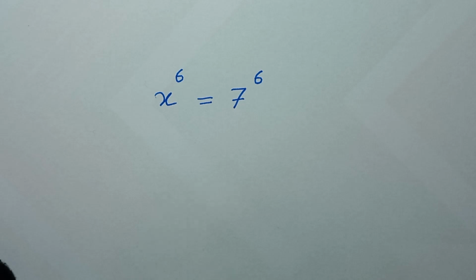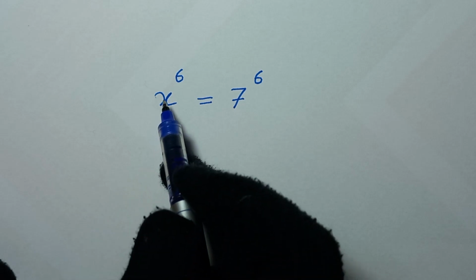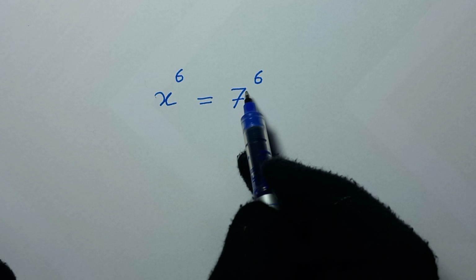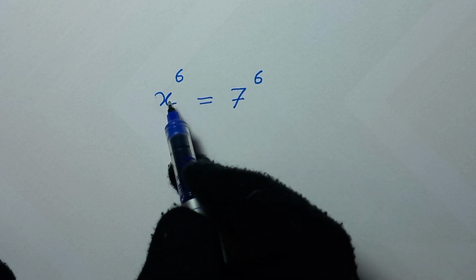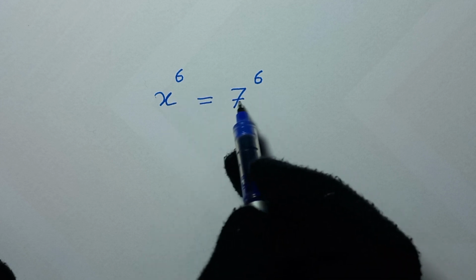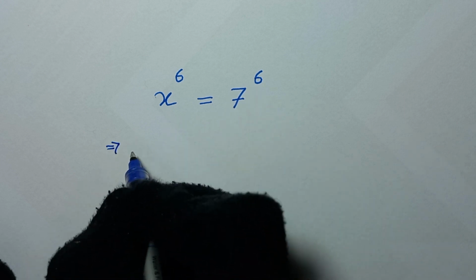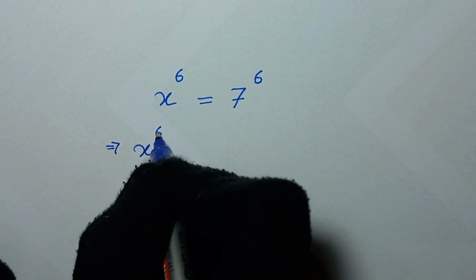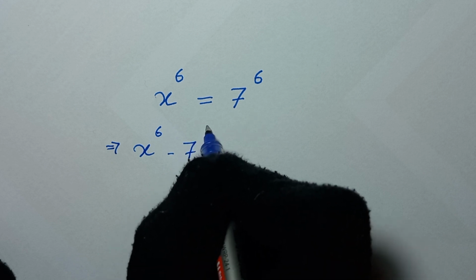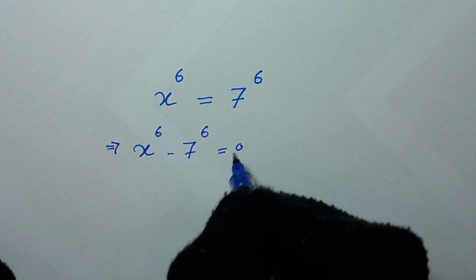Hello my friends, you're welcome to solve this math problem, which is x to the power of 6 is equal to 7 to the power of 6, to find the values of x. In the first step, we take this 7 to the power of 6 to this side. So it will be x to the power of 6 minus 7 to the power of 6 is equal to 0.